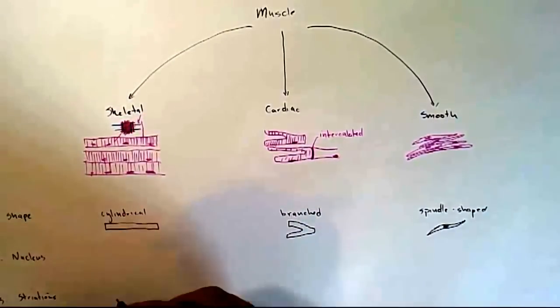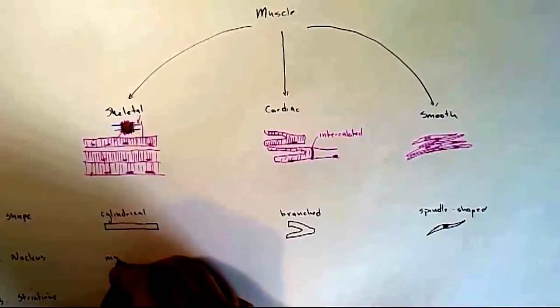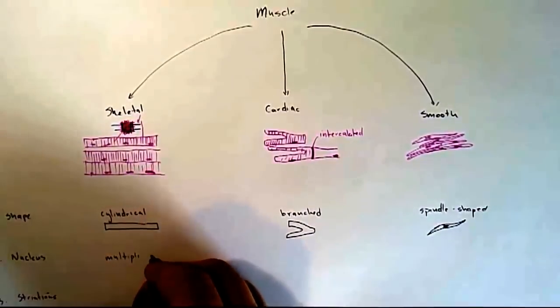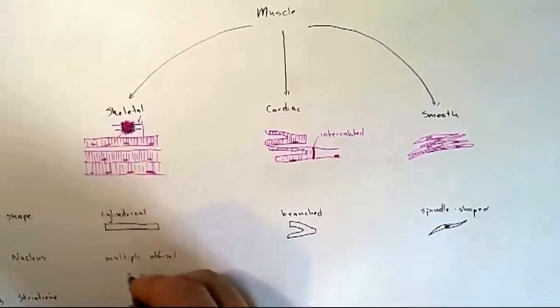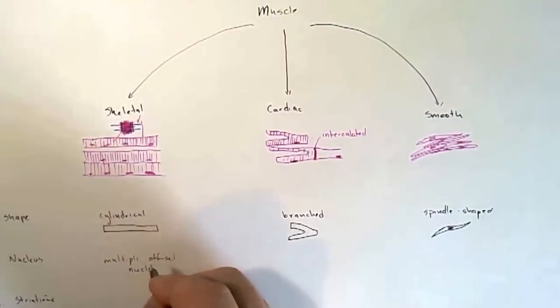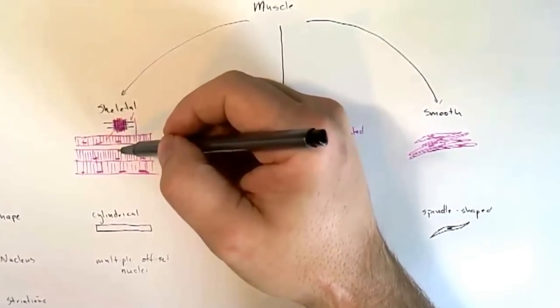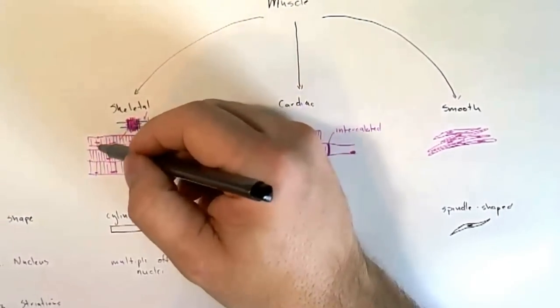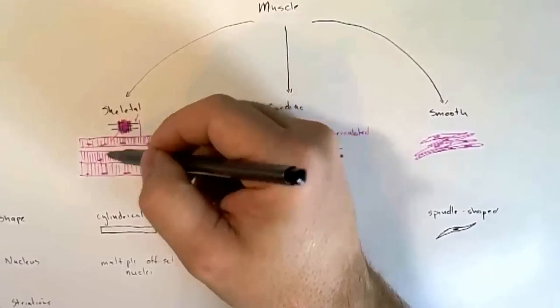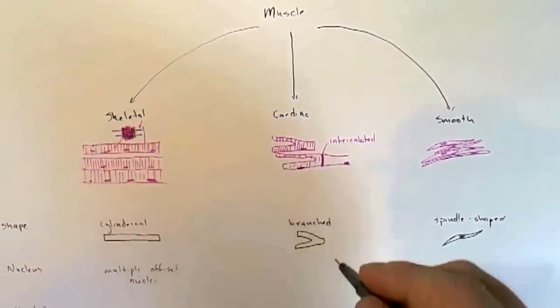In skeletal, there are multiple offset nuclei, so off to the side. The reason is skeletal cells develop as separate cells, but then they fuse together. So you'll see multiple nuclei in a fiber of skeletal muscle.